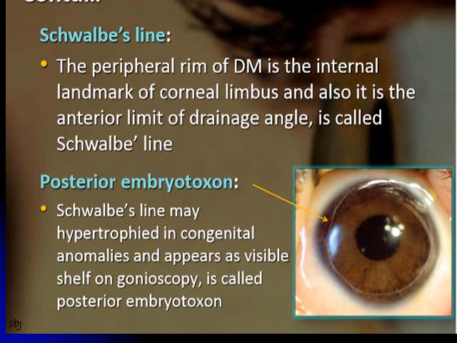Now, if this Schwalbe's line terminates prematurely, before the limbus, we can see it from the anterior surface of the cornea. At that time it is called posterior embryotoxon. So posterior embryotoxon is just a hypertrophied Schwalbe's line, a congenital anomaly seen in some cases when there is premature termination of Schwalbe's line. And both Schwalbe's line and posterior embryotoxon are terminations of Descemet's membrane.